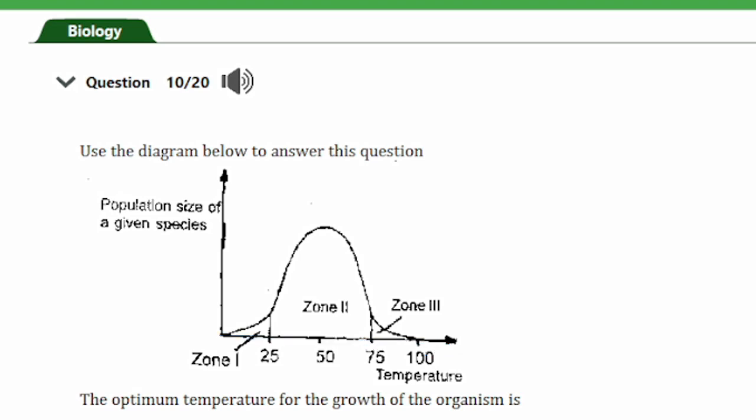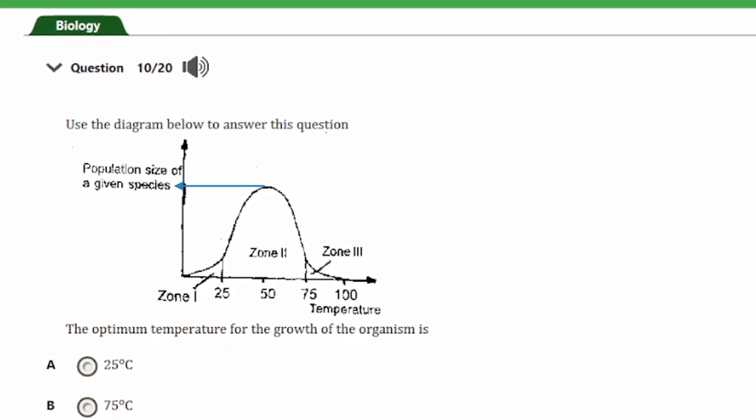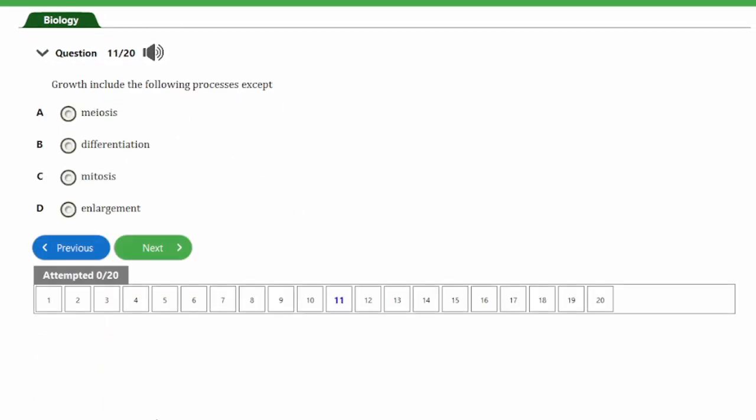So looking at this from the beginning, we'll see that the graph starts to curve upwards from here. You see from zone 1, the graph starts to curve upwards till it reaches the peak level at 50 degrees Celsius. So the 50 degrees Celsius here corresponds to the point where the population size of the given species is highest on the vertical axis. So guys, we'll go with the option C here, and that's 50 degrees Celsius. So let's look at the next question, guys, and that's question number 11.